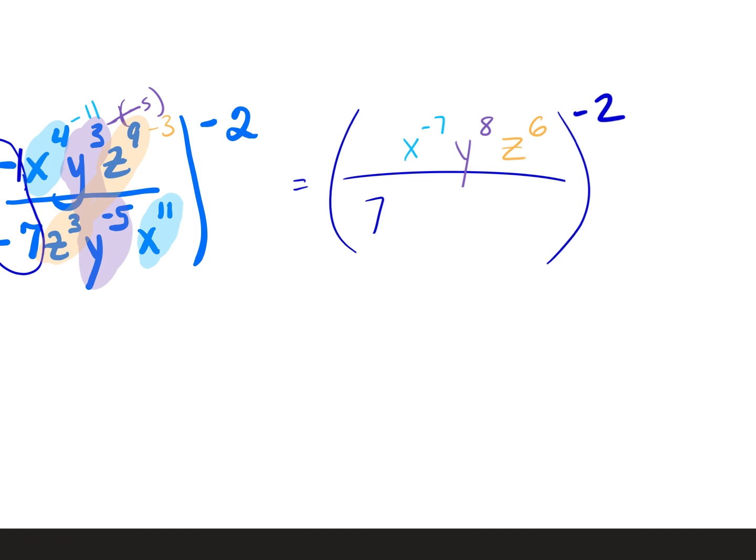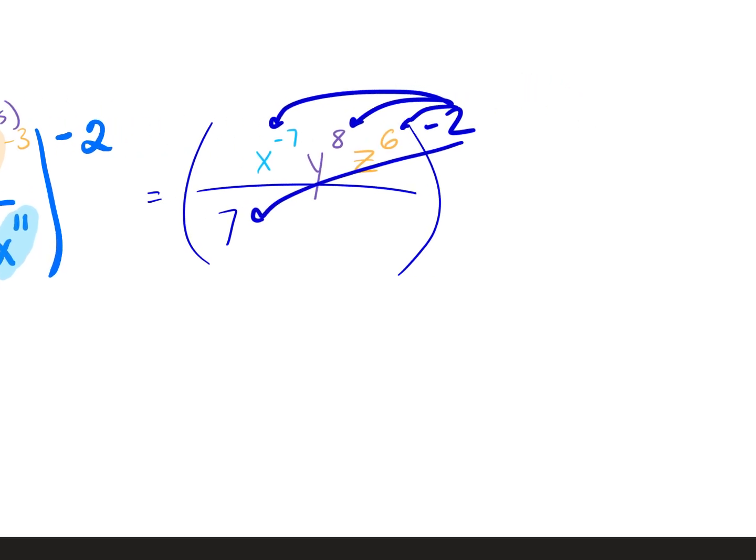So distributing our exponent. What do I do when I have a power raised to a power? Multiply. So this turns into x to the power of 14. And then y to the power of negative 16. And z to the power of negative 12. And 7 to the power of negative 2.